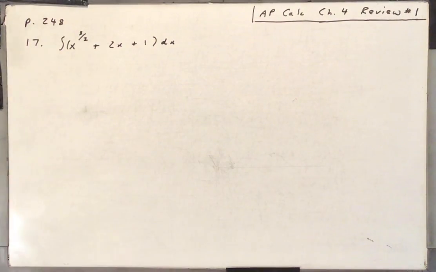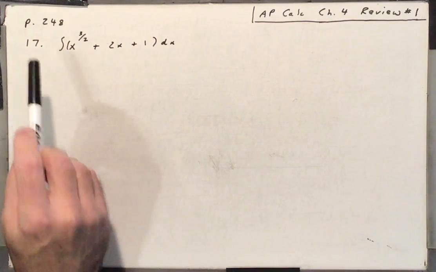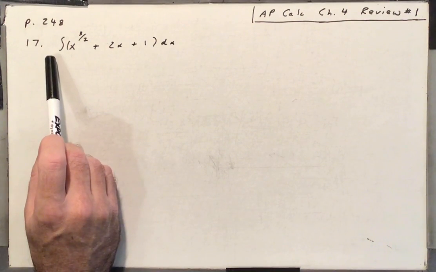Hey, this is the AP Calculus Chapter 4 review video. This one's number 1 of 3. I'm going to work 12 problems from Chapter 4 to try to get you back up to speed on the things that you need to know for the upcoming test. So if you'll open your book to page 248, we're going to start with number 17.